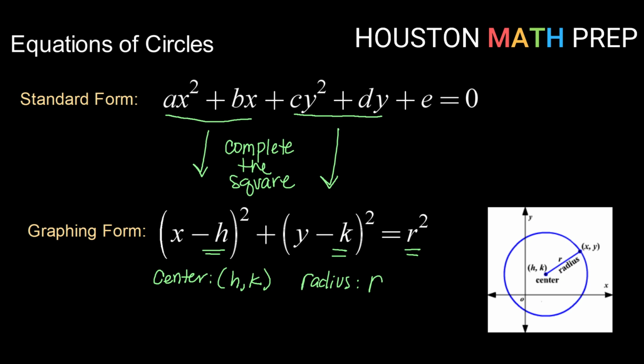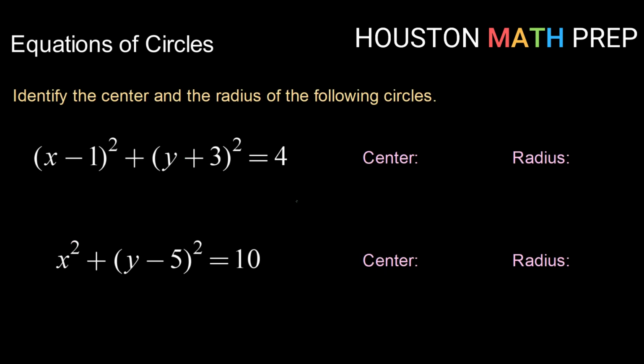You would start by graphing your center, the point (h, k), and then you can graph a radius length out, straight up, straight down, straight left, and straight right. And that will allow you to connect and graph the circle. So let's look at an example of identifying center and radius.